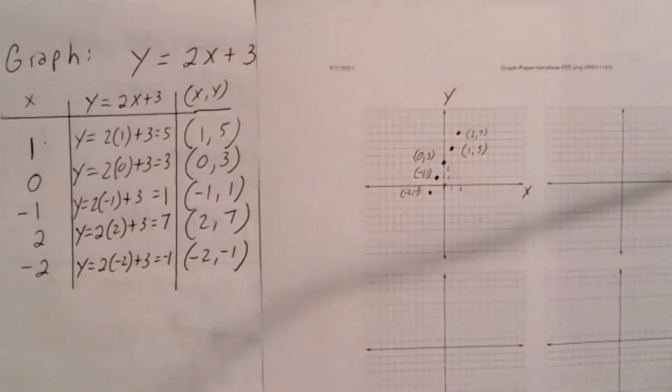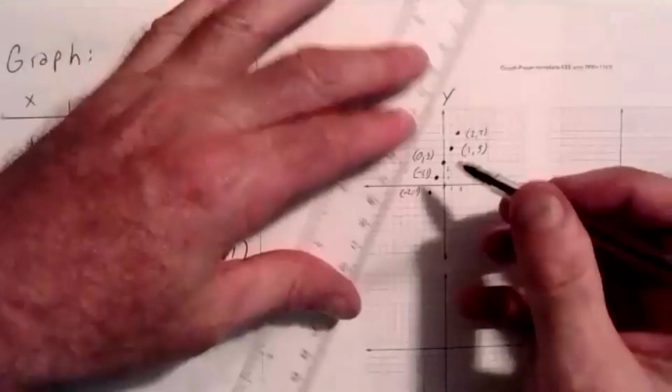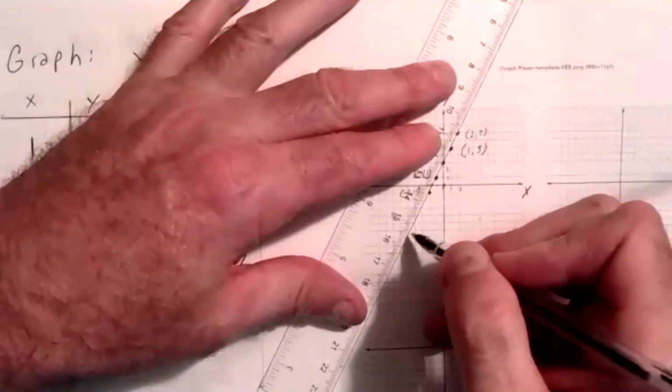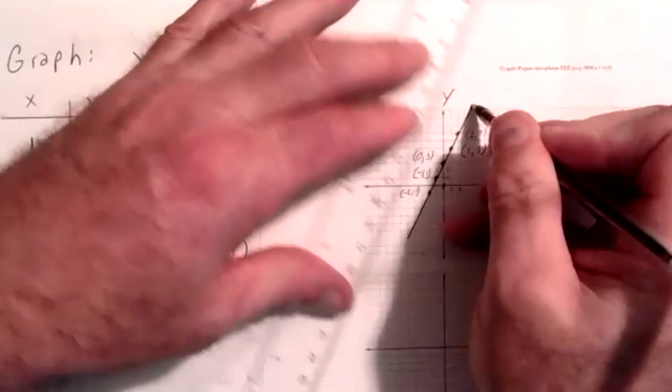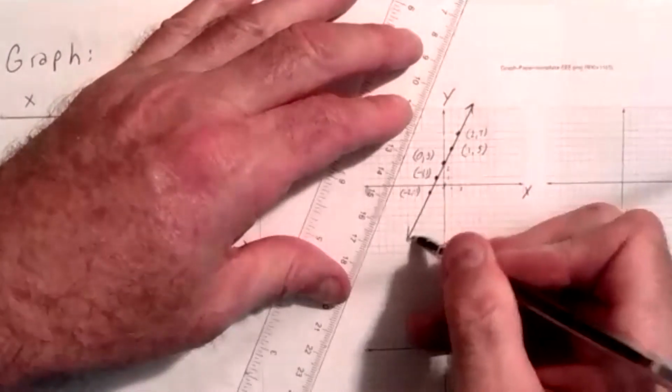Ladies and gentlemen, it looks like these points all lie on a what? All these points appear to lie on a straight line. Should we be surprised that they're on a line? Take a ruler out, put a line through these points and put arrows at the end of that line.